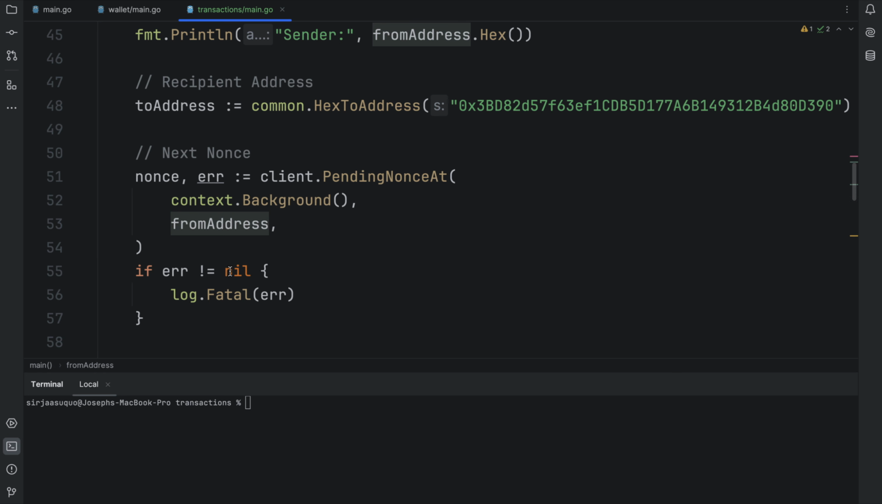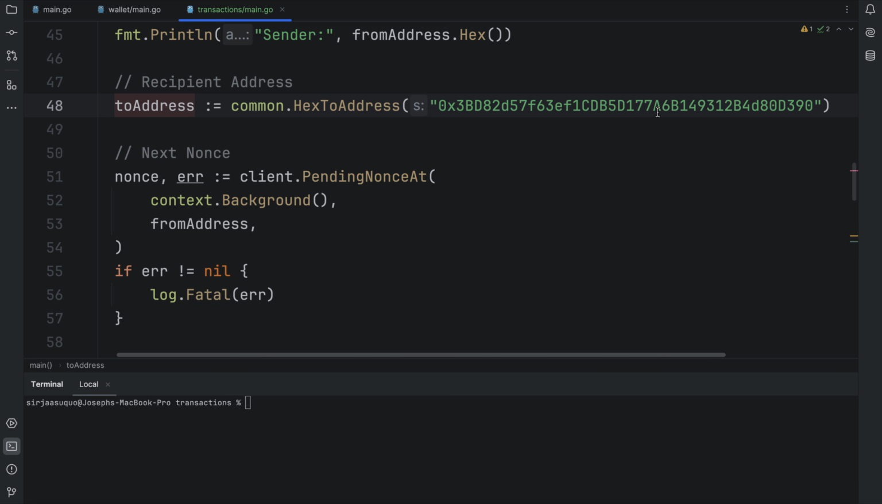Now, this is my to address. I'm going to send Sepolia from that private key, from the address that we set up, from the account we set up last time, to my own personal account, right? It's Sepolia, so I'm just going to send it out. So this is going to be my own personal address. You can see it is an address, not a private key.